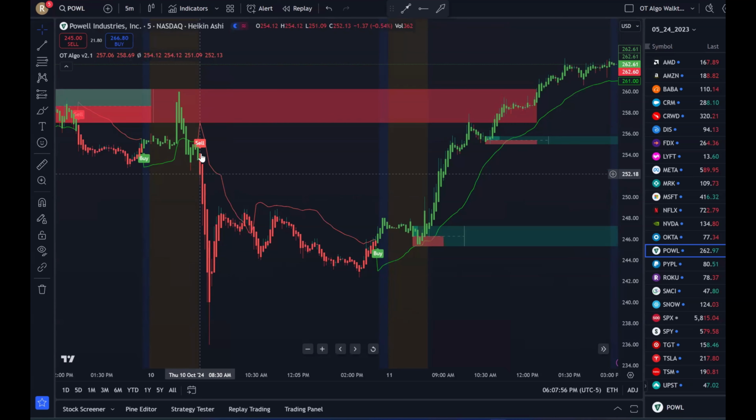For example, with Powell Industries, if the alert got generated here at 252.5, I would probably ask you to take it at 250 or something like that, so that you always fall into the in-the-money. Don't take far out-of-the-money options just because the premium is cheap.